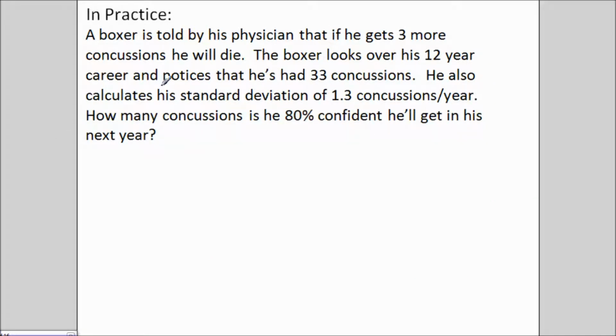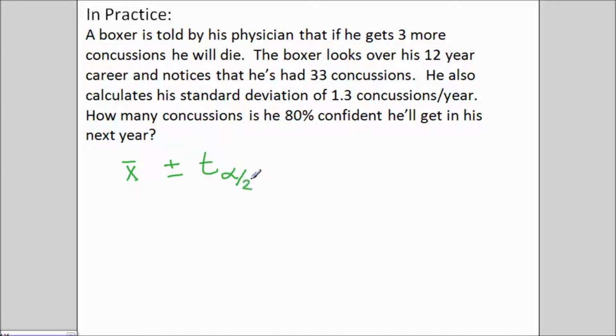In this case, we have a boxer who's told by his physician that if he gets 3 more concussions, he's going to die. He looks over his 12-year career and notices he's had 33 concussions. He has a standard deviation of 1.3 concussions per year, and he wants to know how many concussions he's 80% confident he'll get in the next year. So he wants to develop a range of values he can have an 80% level of confidence in, which means we're talking about a confidence interval.